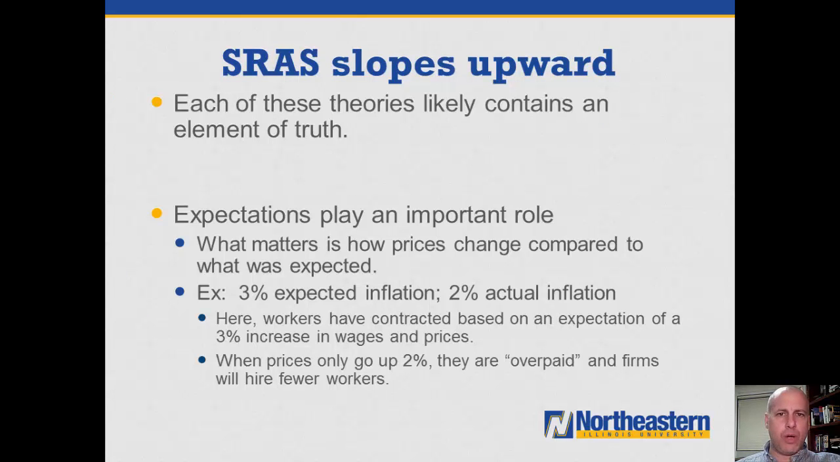When economists consider all of these different explanations, it's probably the case that each of these theories contains some component of the truth. These are not mutually exclusive stories. What's consistent across all of these is that expectations matter. What's very important in explaining the upward-sloping aggregate supply curve is that when we have differences in expectations between the expected price and the actual price, then we get outcomes that are not consistent with the long-run equilibrium level of output or long-run equilibrium level of unemployment. These expectations play an important role.